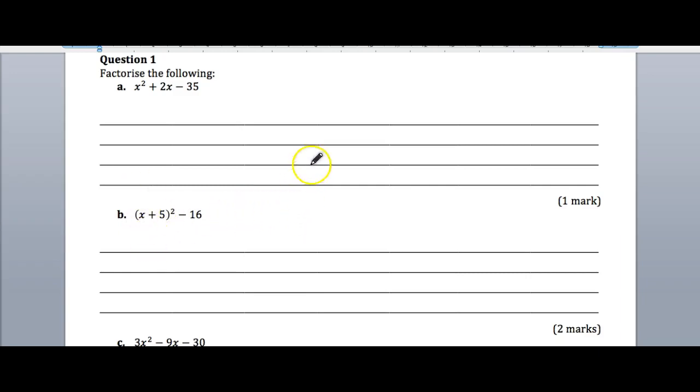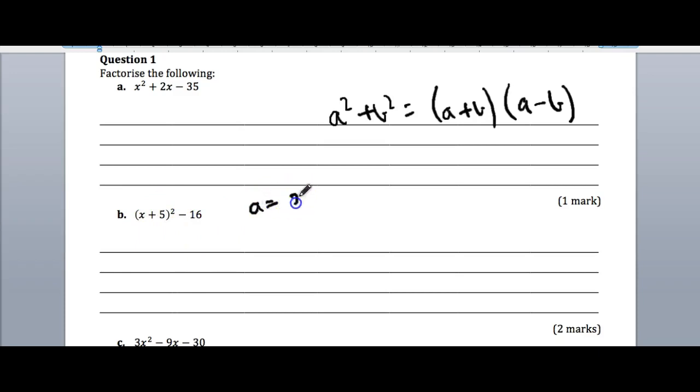Okay, difference of perfect squares. Let me just write the formula up here. So a squared minus b squared is equal to (a plus b)(a minus b). Now, straight away you might think, well, this isn't a squared minus b squared, but it is. You've got brackets here. Your a is x plus 5. So even if you wrote a is equal to (x plus 5), let's put it in brackets just for the fun of it. And then b squared is 16, so b is the square root of 16, which is 4.